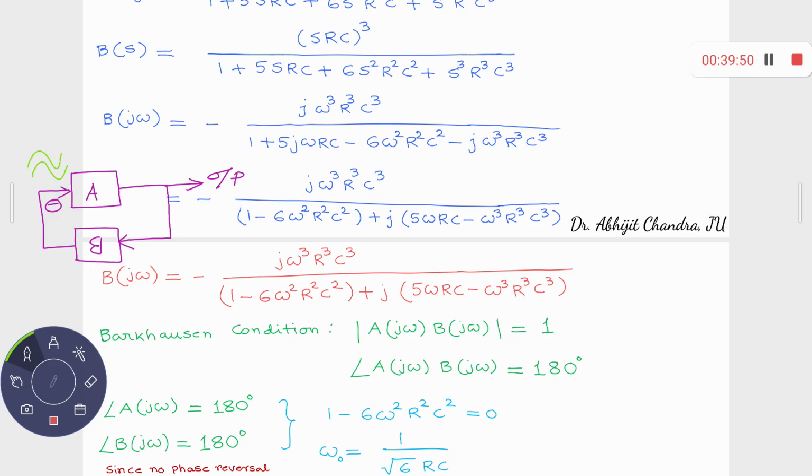That means a replica. The signal which starts from this point gets amplified, phase reversal through A, gets attenuation, phase reversal through B, and then once again when it comes back over here, it's the same thing, a replica.